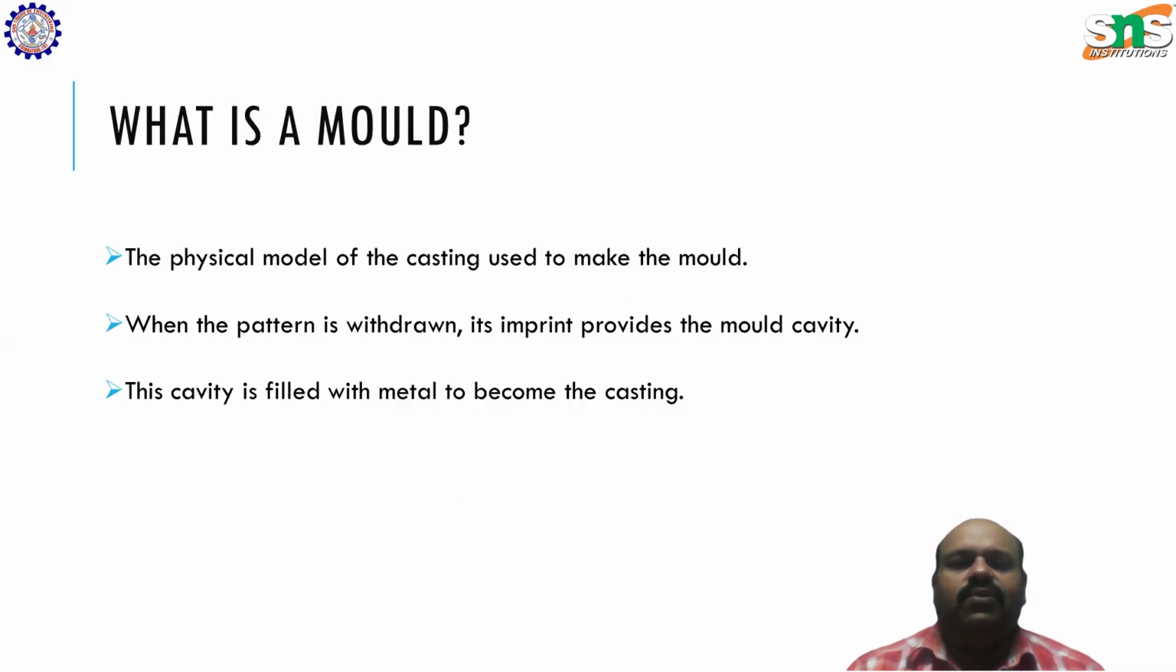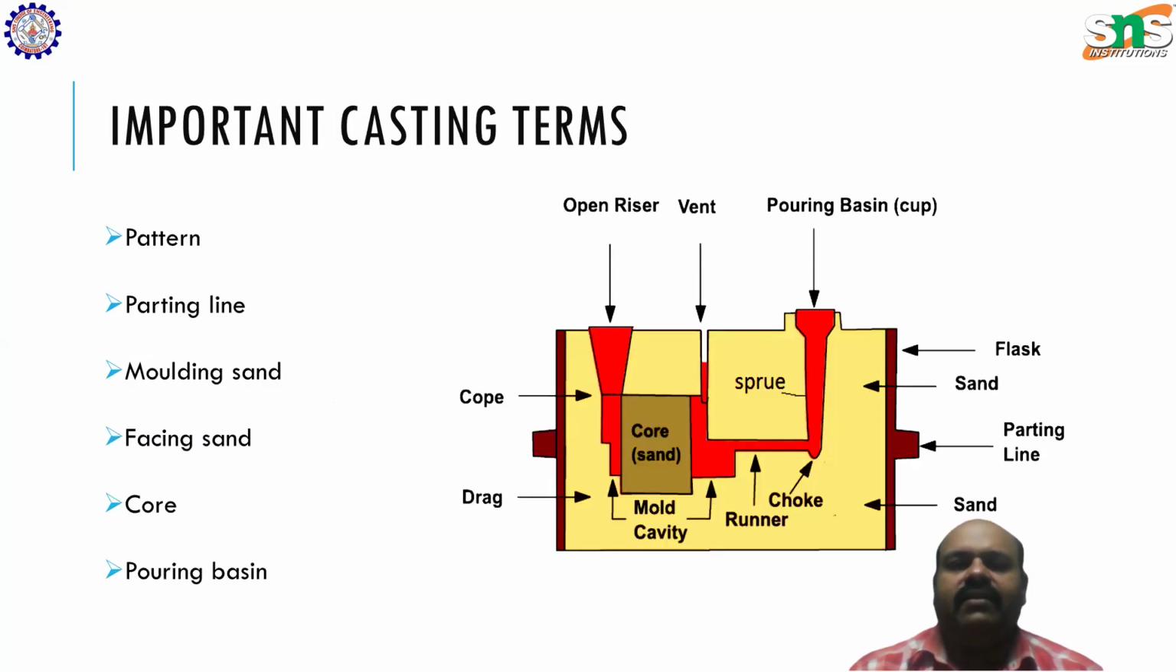So what is a pattern? The physical model of the casting is used to make the mold. When the pattern is withdrawn, its imprint provides the mold cavity. The cavity is filled with the metal to become the casting. This could be understood by the casting terms that are explained through this diagram.